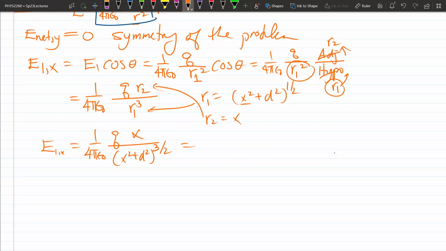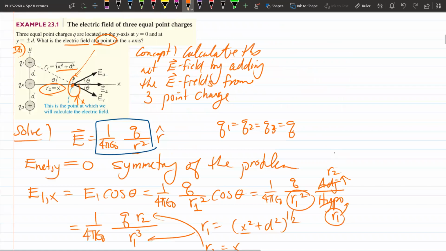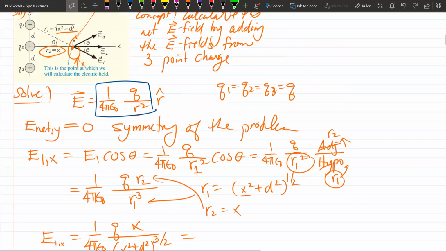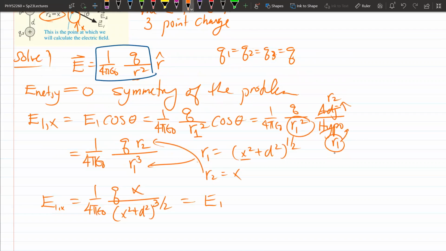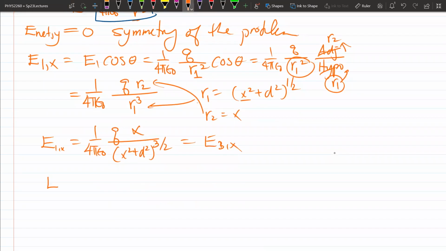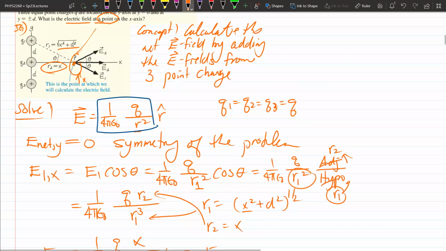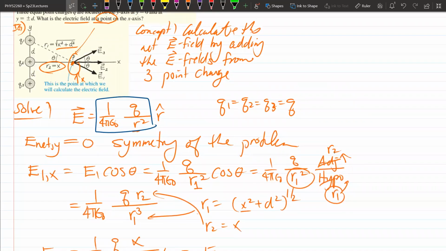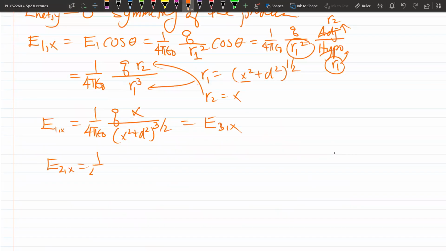And from the symmetry of the problem, going back up here, right? The x component of E1 is going to be, how's it going to compare to the x component of E3? Equal to each other, they're the same, right? So we don't have to calculate this 2 times, okay? But we do have to calculate E2 in the x direction. Fortunately, E2 has a simpler geometry, right? E2 is just exactly distance x away from charge number 2, okay? So that's just 1 over 4 pi epsilon naught q divided by x squared, right? And that's it.